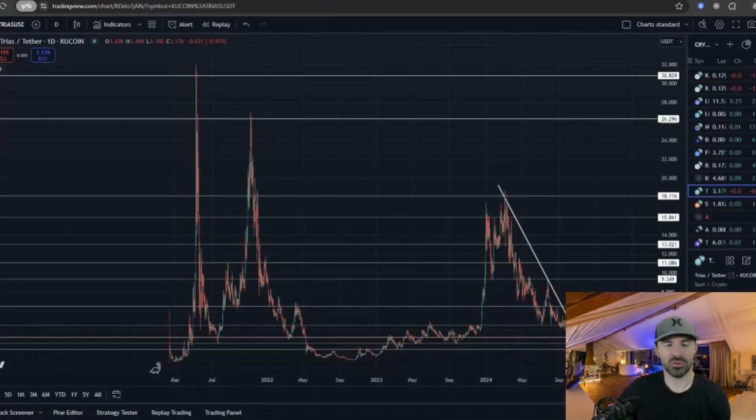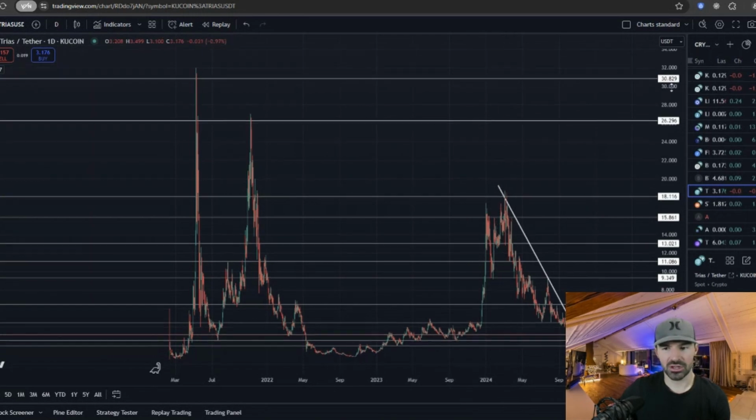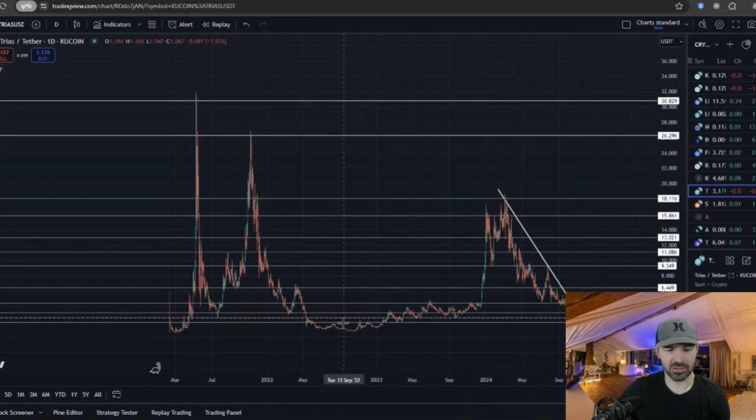So let's just talk about price. Obviously price action hasn't been great over the last few months. Now you could say that about most altcoins. Most altcoins have topped out in March and just been on a steady downtrend ever since. Now this token, I was buying it in the depths of the bear market. So I think my average price for Trias was roughly around $2.80. And obviously you can see today it's $3.17. So I'm still up on my investment.